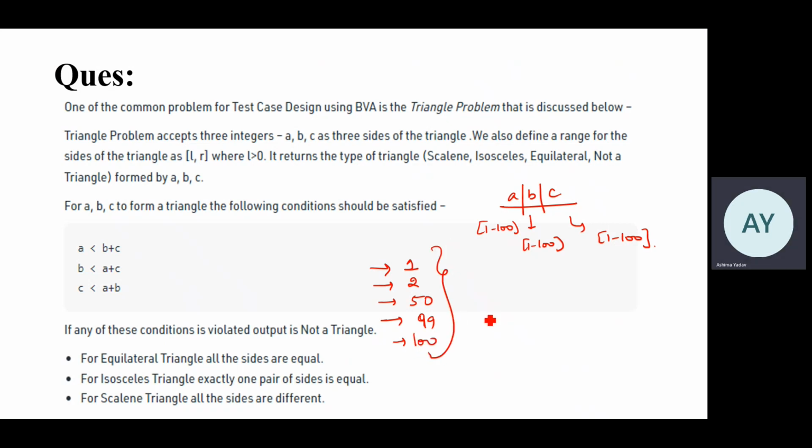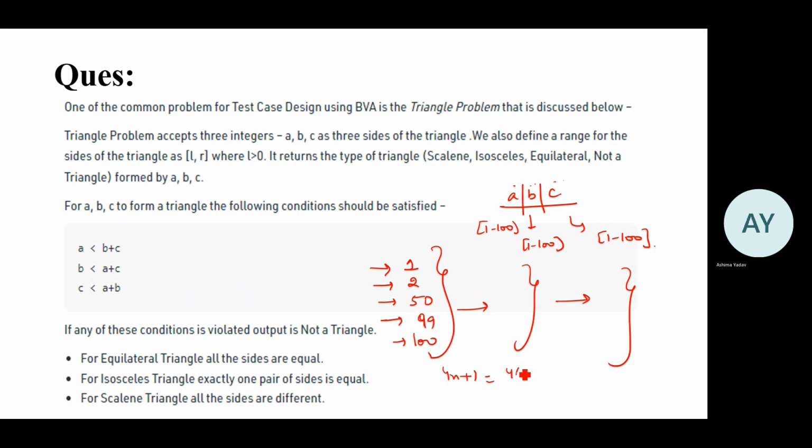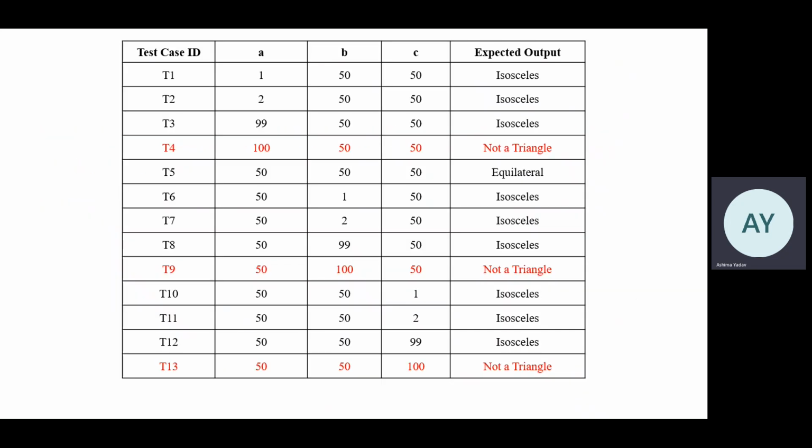So these five combinations will be repeated for A, B and C, the three input variables, and the number of test cases here will be the same. Again 4n plus 1 was the formula. N again here is 3 because we have 3 inputs. So 4 into 3 plus 1, again 13 test cases are there. You can see the 13 test cases are listed here.